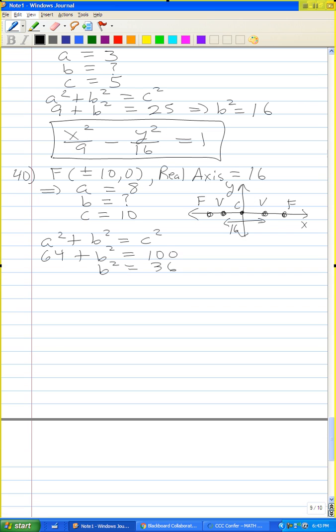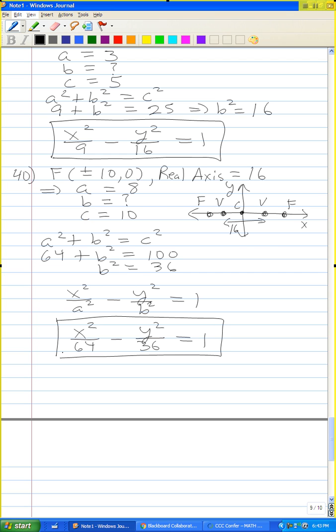And so I'm done. Oh, I should have said this first. Note that the equation of my hyperbola is x squared over a squared plus or minus y squared over b squared is 1. The reason for the plus in front of the x squared is because the focal axis, the real axis, is along the x-axis. And so, well, I know what a squared is. It's 64. I know what b squared is. It says that it's 36. And so that is the equation of my hyperbola.